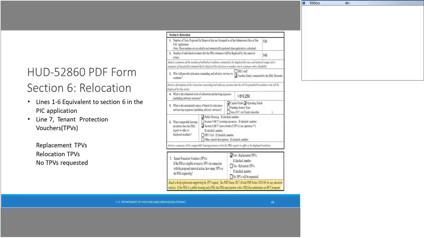And if there's no TPVs requested, which is typically when you're disposing of vacant land, if you do not have a voucher program, please contact your field office and they can hook you up with an agency that could potentially administer the vouchers for you. We really don't want to see the communities get hurt by losing valuable housing in their areas. So even if they have to use the vouchers, that's fine. But let's figure out how to do that. Thank you, Jane. Next slide.